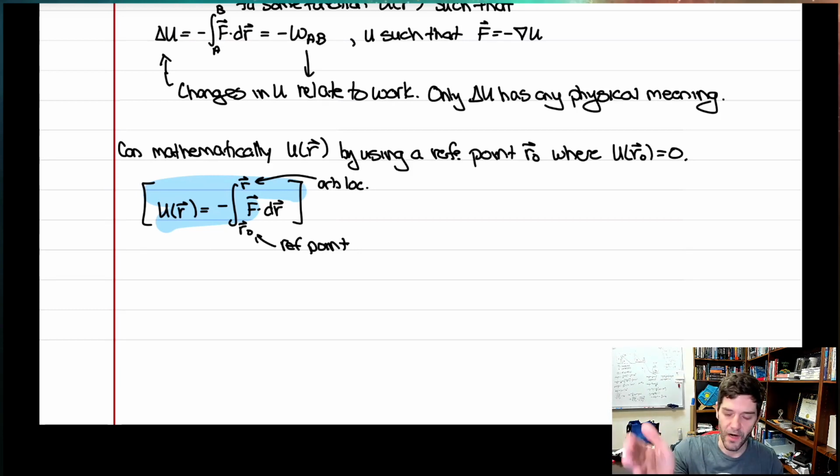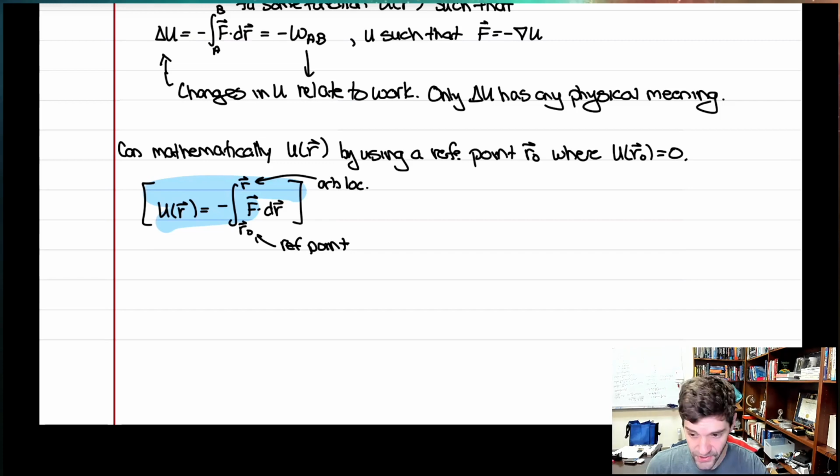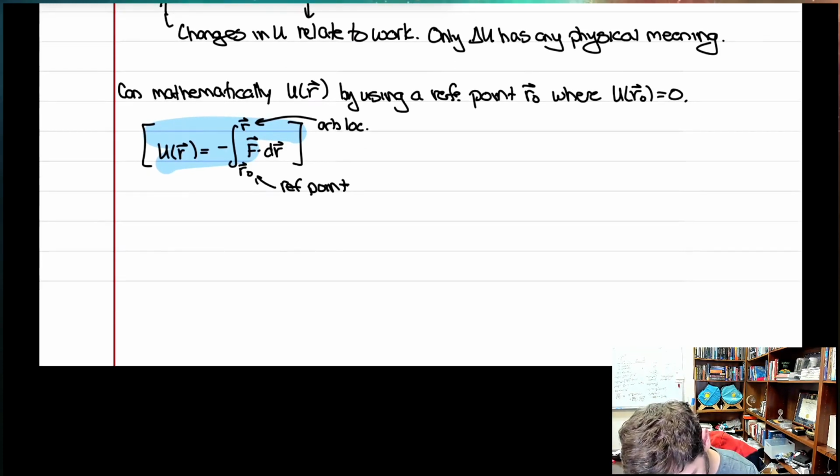It's going to be mgy plus 3, and then subtract, say, mg times a different y, plus 3. And the 3's go away, so who cares? Because again, it's only changes that matter. All right, I think I've beaten that idea to death.